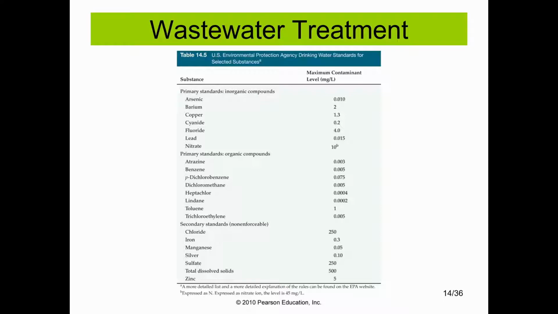Table 14.5 shows the maximum contaminant level for a variety of pollutants that can be found in water. In order for water to be served to the general public, it must have contaminant levels lower than the EPA required standards based on the Safe Drinking Water Act.